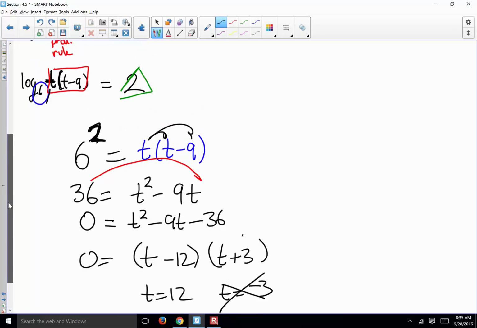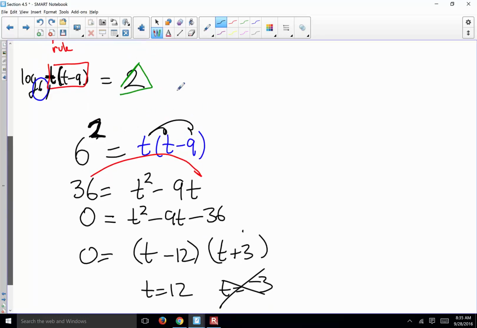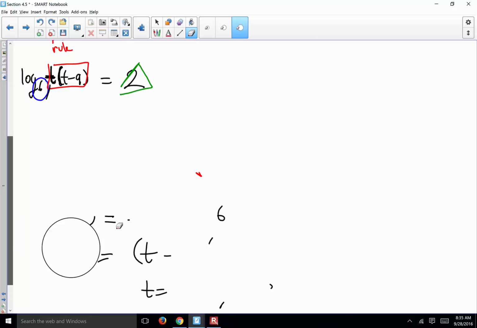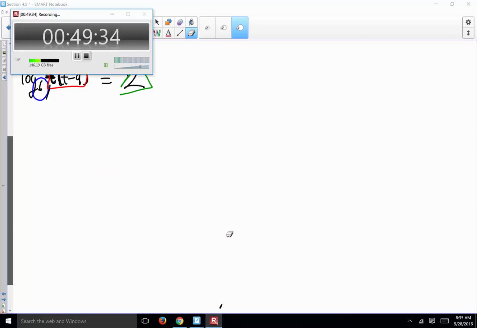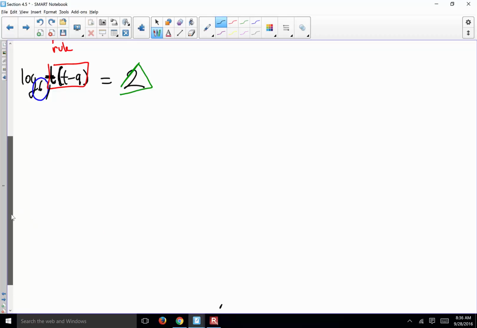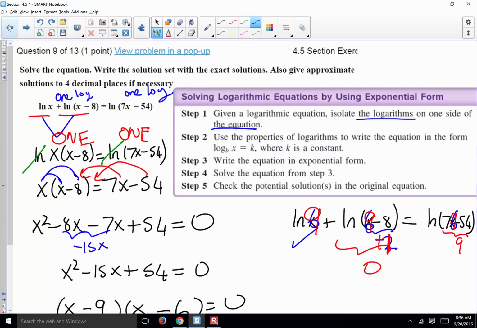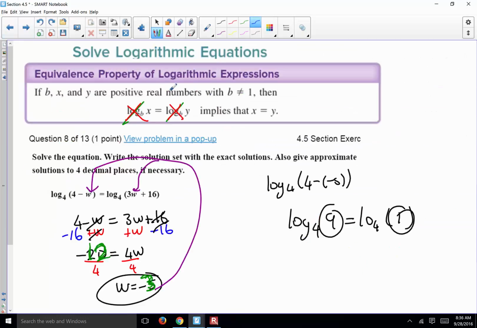Alright, I promised you a second option right here. So can I clean this? Is this clear? So I'm going to make another option. If you don't want to change this into exponential, if you don't want to follow these directions here, then here is your option. You can still use this fact. All you need is one logarithm on the left, one logarithm on the right.